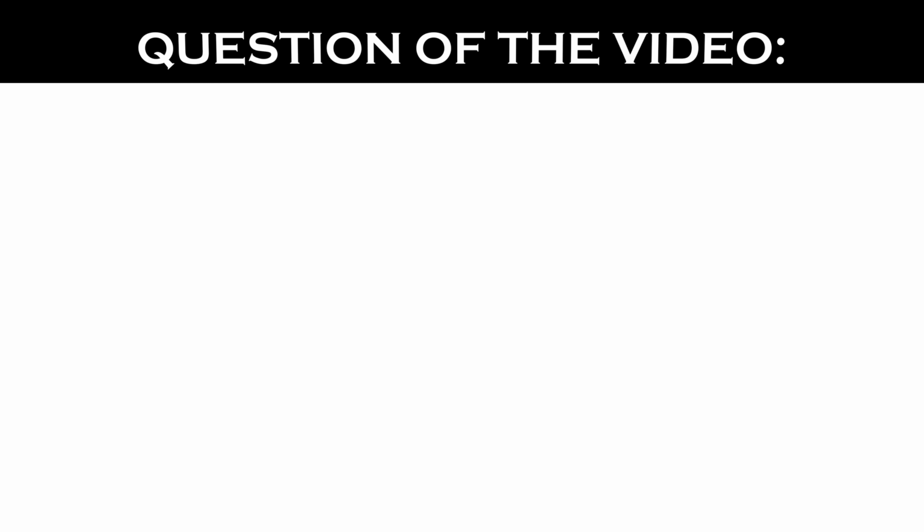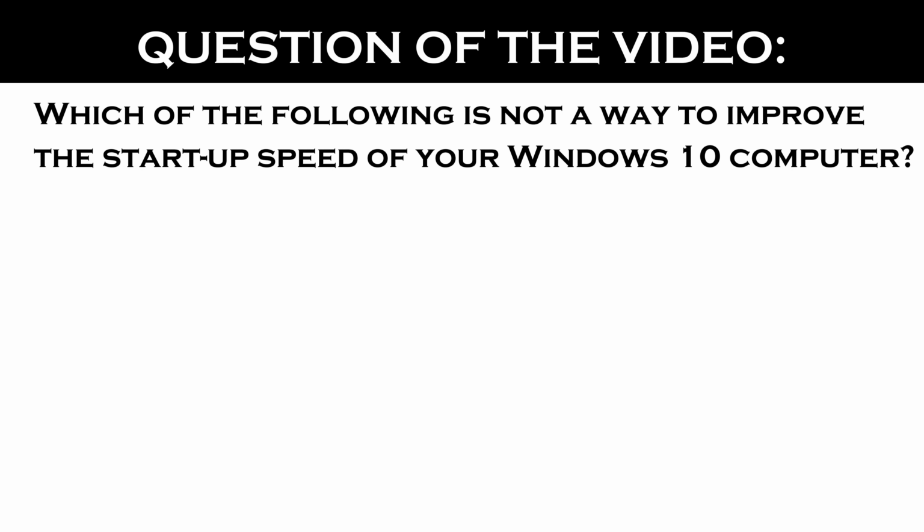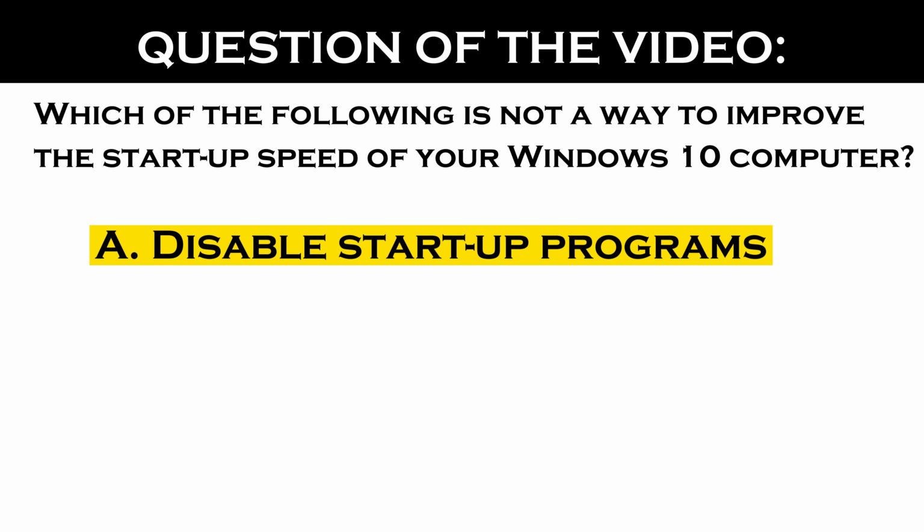Earlier in the video, I asked you which of the following is not a way to improve startup speed of your Windows 10 computer. The options were disable startup programs. Disabling startup programs can greatly help you reduce the boot time of your computer. If you want to check how to disable startup programs on your computer, I will leave a link to it in the description or in the pinned comment.